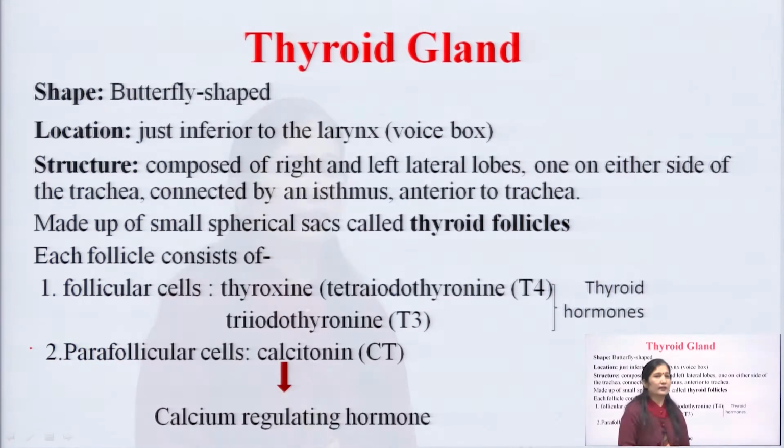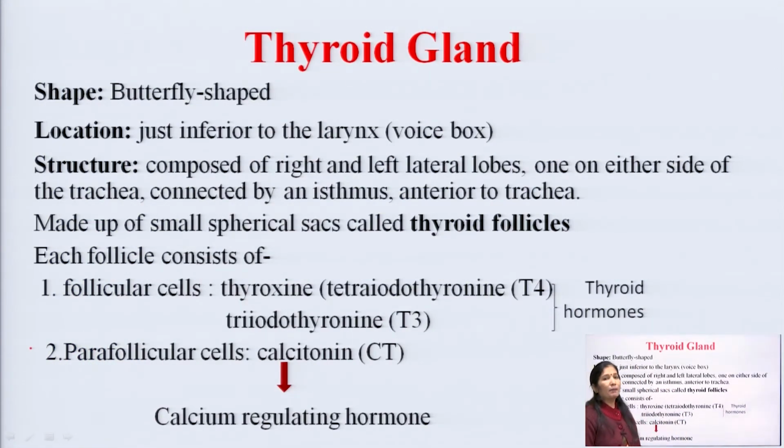So, the thyroid gland is a butterfly shaped gland. It is located just inferior to the larynx, that is, just inferior to our voice box, and anterior to the trachea. So, it is in the neck region, anterior to the trachea, inferior to the larynx. A butterfly shaped gland is present, and we call it the thyroid gland.